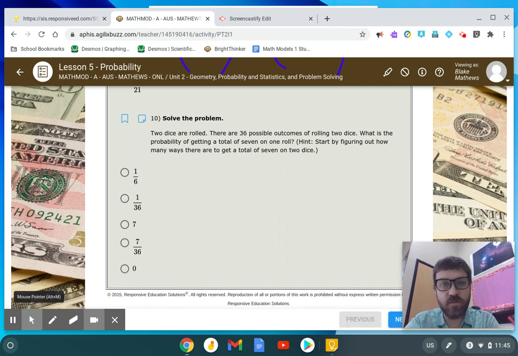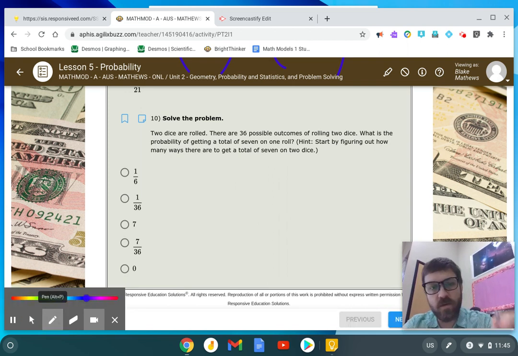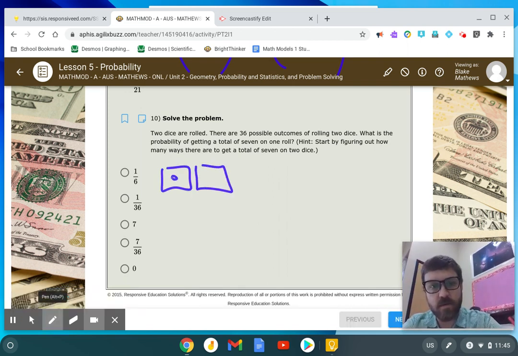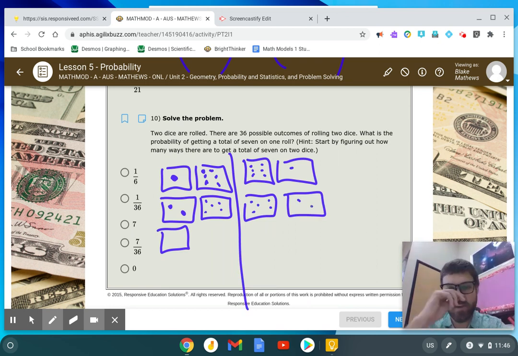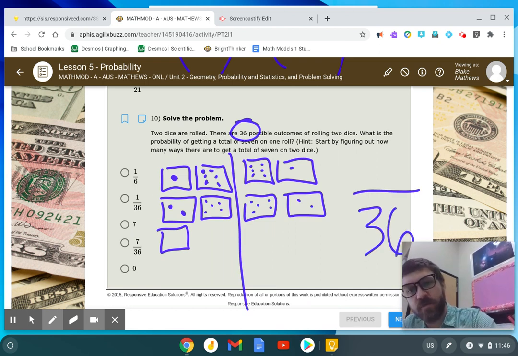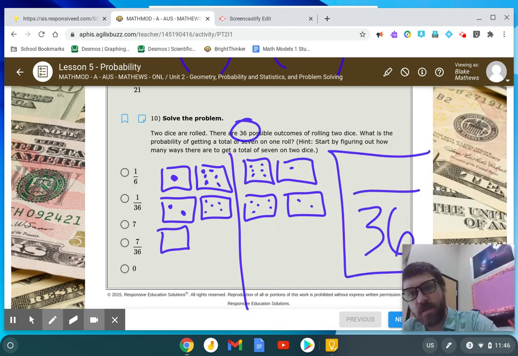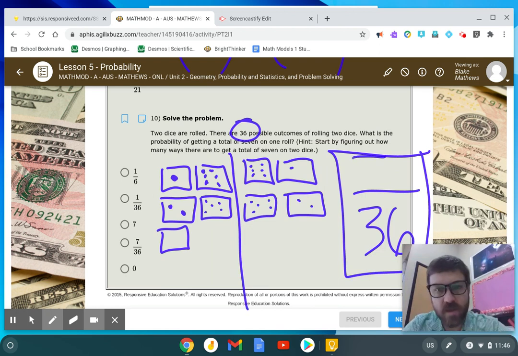2 dice are rolled. There are 36 possible outcomes of rolling 2 dice. What's the probability of getting a total of 7 on 1 roll? So in other words, how many ways can you get 7? You can get a 7 by doing 1 and 6. You can get a 7 by doing 2 and 5. You can also get it by doing 6 and 1, or 5 and 2. So you need to tell me how many different ways can you make 7 between those 2 dice. There is a total of 36. So at the end, you're going to have some fraction over 36. The top of that fraction is going to be how many ways can you make 7.